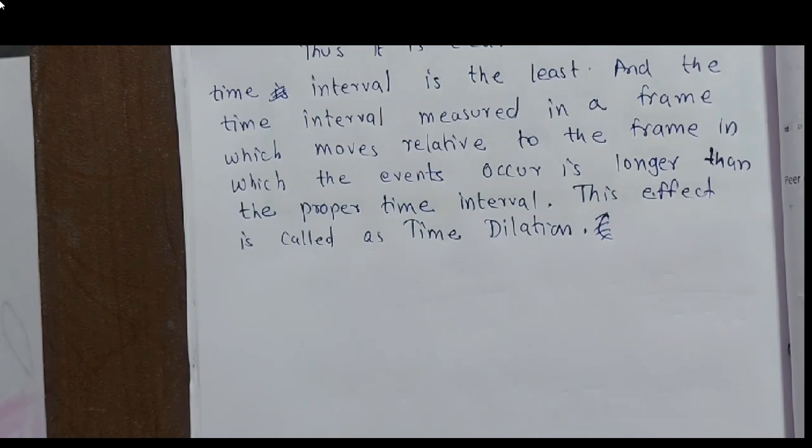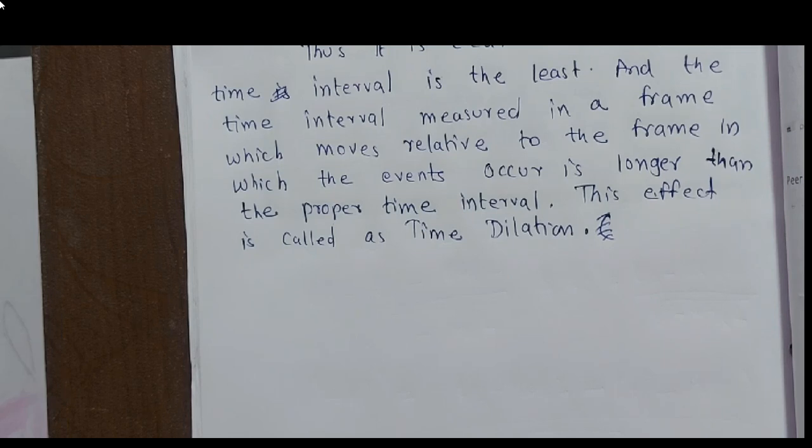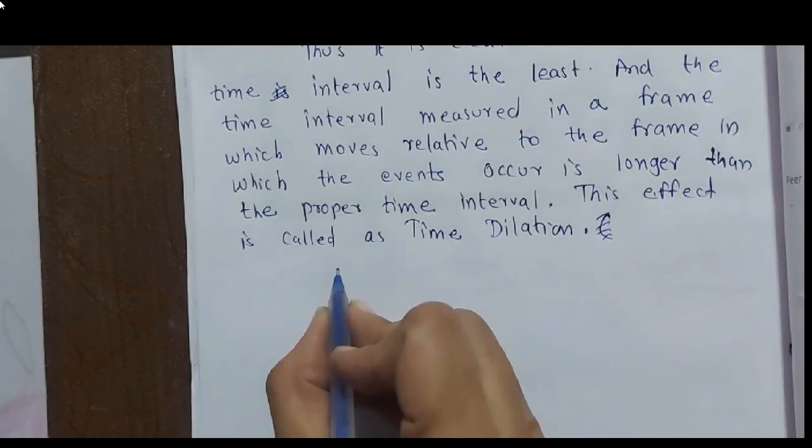Now let me tell you one example. Now we will consider two clocks, one on Earth and one on the spacecraft. The moving clock in the spacecraft will appear to tick at a very slower rate than when we compare with the clock on the ground, as observed by the observer who is also standing on the ground. So this is the best example of time dilation.